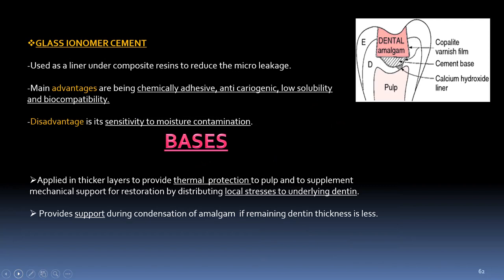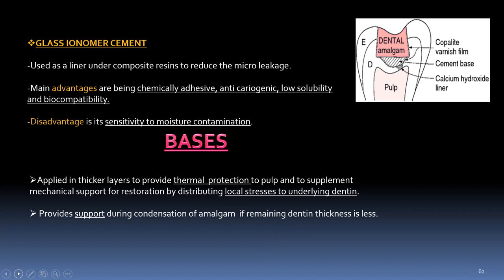The glass enamel cement can be used as a liner under composite resin to reduce microleakage from composite restorations. The main advantages are that they are chemically adhesive, anti-cariogenic, have less solubility, and the biocompatibility is much higher. The disadvantage is that it is sensitive to moisture contamination.